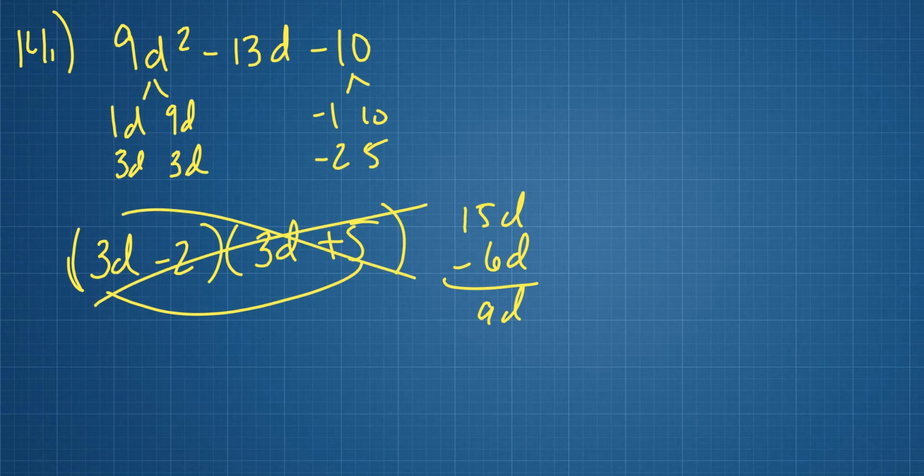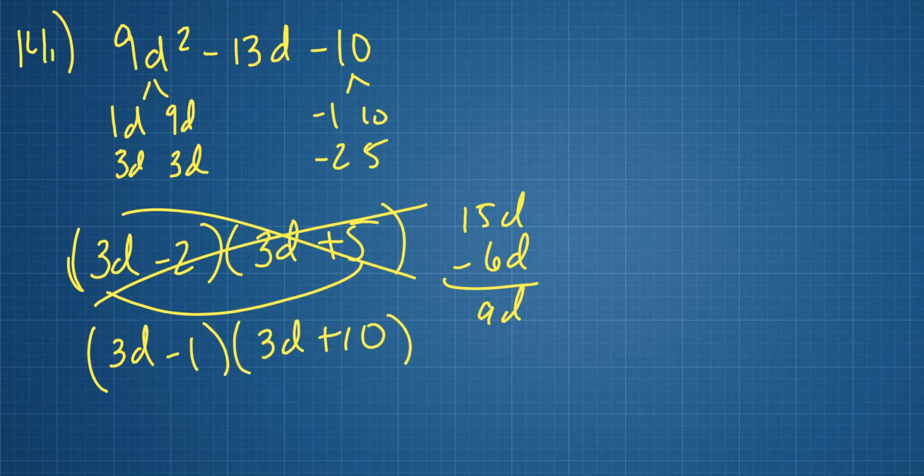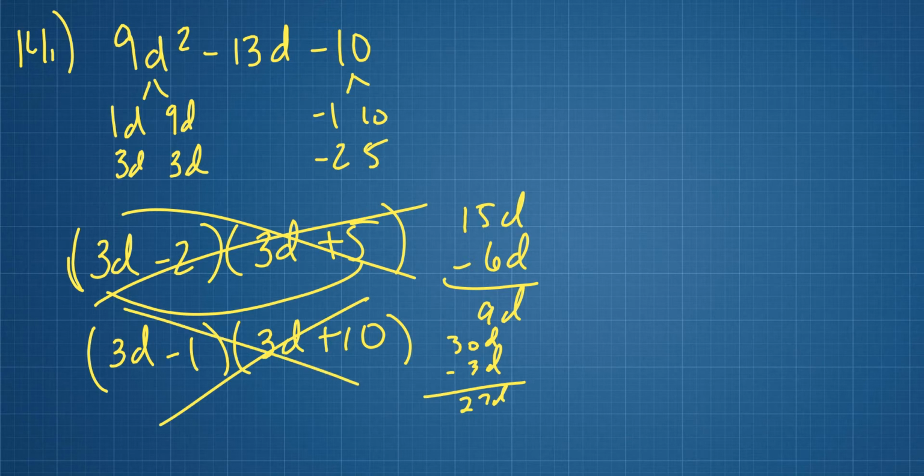Luckily, order doesn't matter right now because 3d and 3d are the same, so I get to move on and try negative 1 and 10. So I'm going to do the same thing. I'm going to do 3d minus 1, 3d plus 10. The outside gives me 30d. The inside gives me minus 3d. Together, that's 27d. Doesn't work. Cross it off.